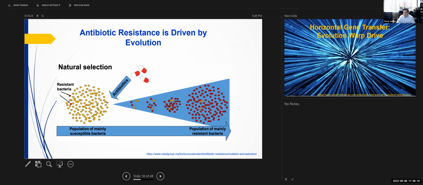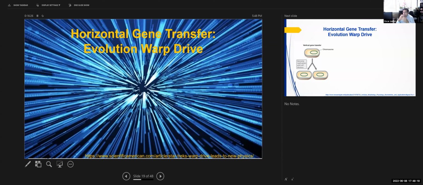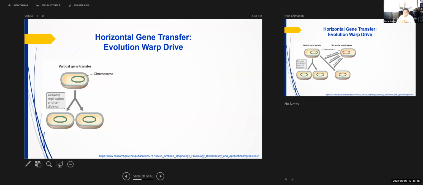But it turns out that the case of antibiotic resistance is even worse, because evolution has a warp drive. I don't know if anybody here remembers Star Trek or Star Wars, or one of these fiction series, where you push a button while flying in space, and your ship suddenly goes way faster. Well, it turns out that evolution actually has a warp drive, and that warp drive is called horizontal gene transfer.